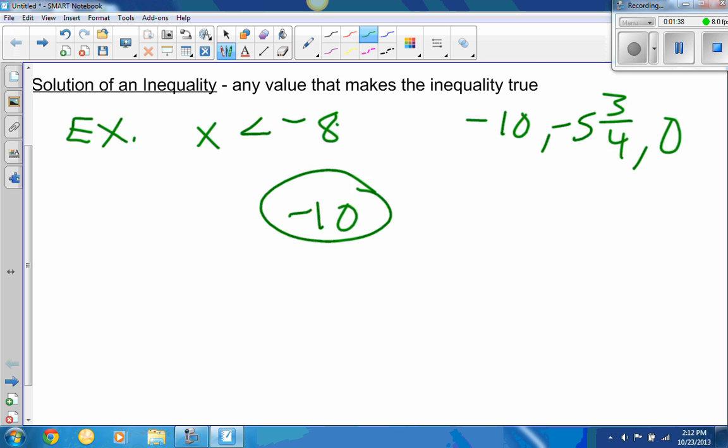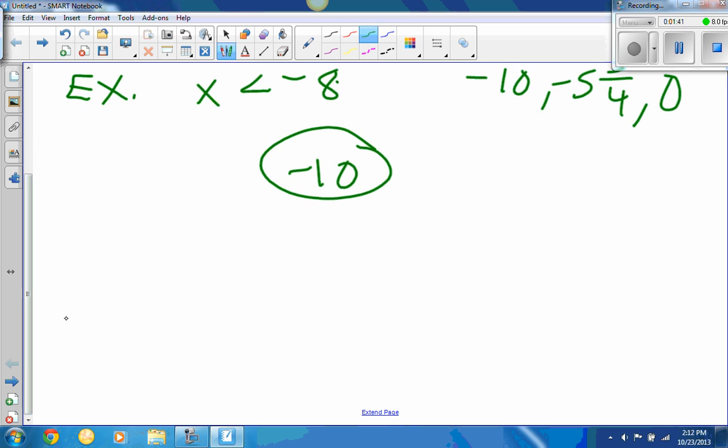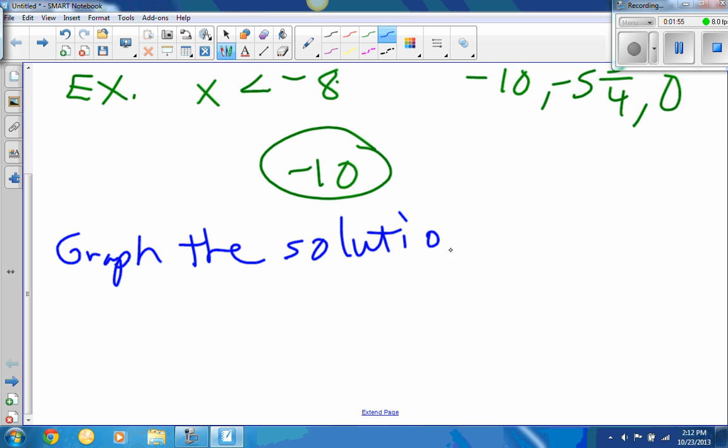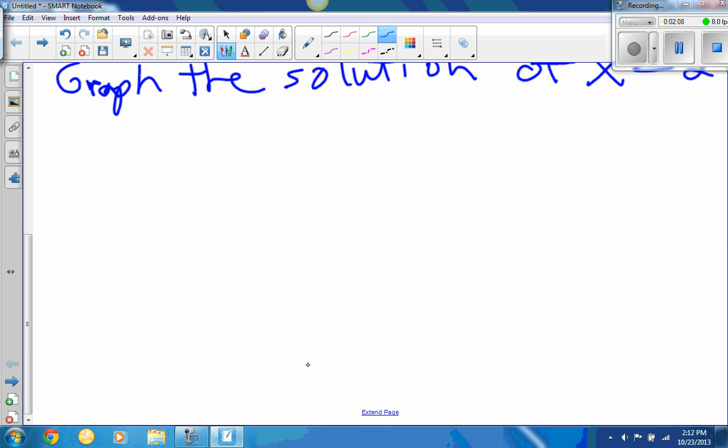So then the second part of what we're going to do, we're going to graph these. So we're going to graph our answers to some inequalities. I want to graph the solution of x is less than 2. Okay, to be able to do that, there are four little, not really rules, but 4 steps that we're going to take to be able to do that.